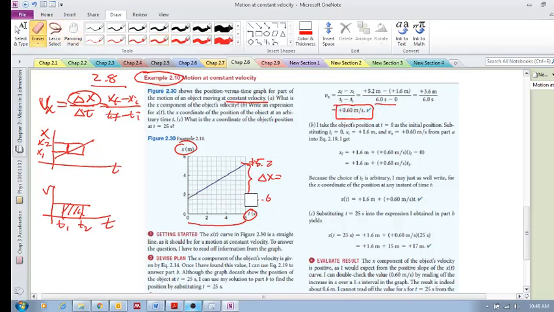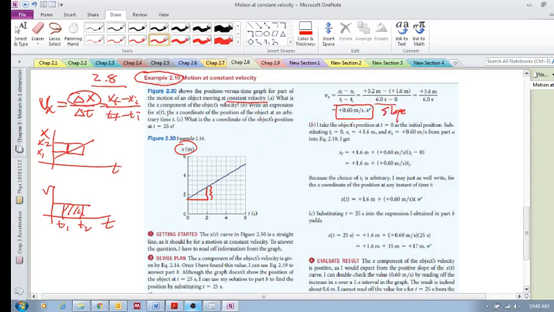Now, you could actually have chosen anything else. You could have chosen the time span between 0 and 2, for example. Then you would have had this little triangle there, and that would have been your delta x for your calculation of the slope, and that would have been your delta t. You could have chosen between 2 and 4, between 4 and 6, anything as long as you could calculate the slope. Alright, so that's the velocity. The velocity is the slope, the gradient.